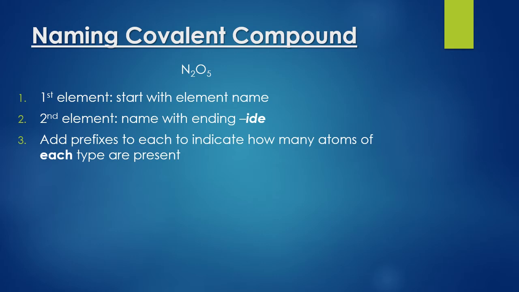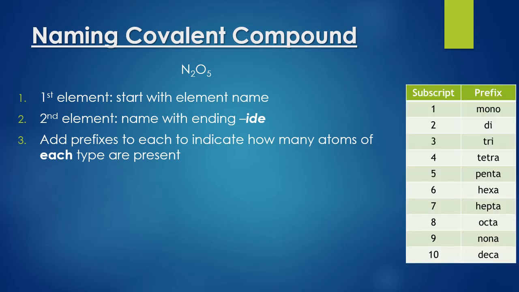Next, we need to add prefixes to indicate how many atoms of each type are present. This is where the subscripts are going to come in handy. Looking at the prefixes off to the right, I have them labeled 1 through 10. In this course, we won't see higher than 10 when we're actually naming a covalent compound anyway.